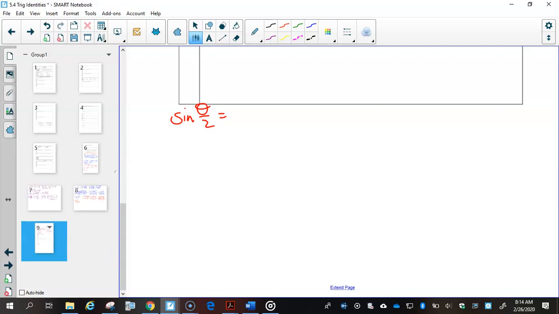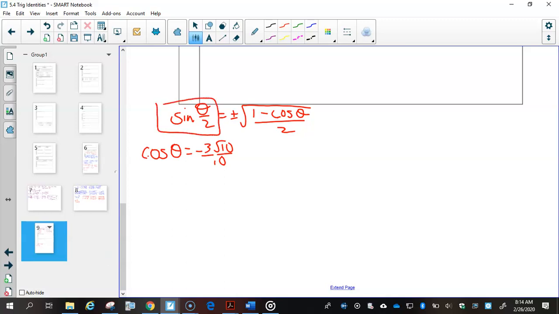Negative 3 root 10 over 10. Wait, so the equation would be plus, right? Yes. I just rewrote it. Wait, so if your answer is finding sine and cosine, your answer is doing this. We haven't even found our answer yet. Okay, we need to put this in, so here you're just doing that.